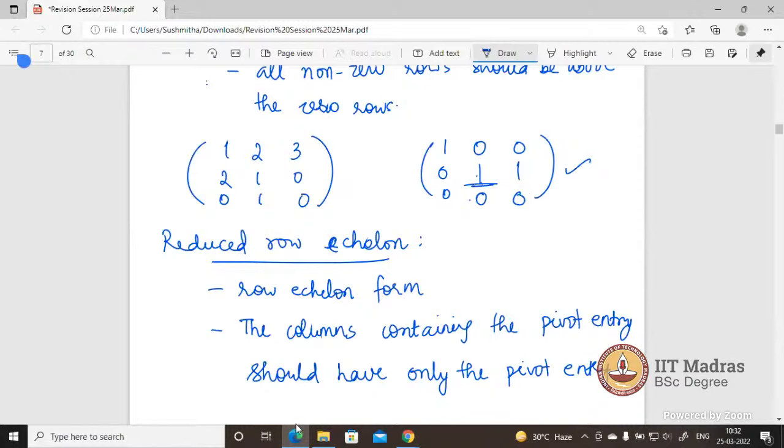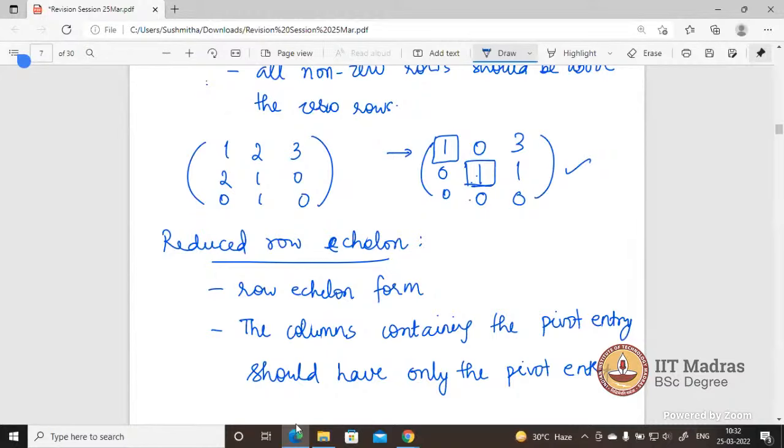Actually, yes, it is. What is the pivot for the first row? The last is not a pivot, right? This is a pivot. This is a pivot. And that does not appear. So this is fine. What about this? This is not fine. No. This is okay. This is also fine, right? Because this is not a pivot.